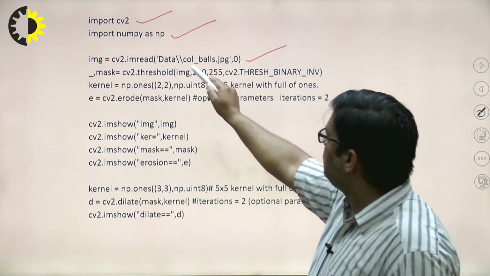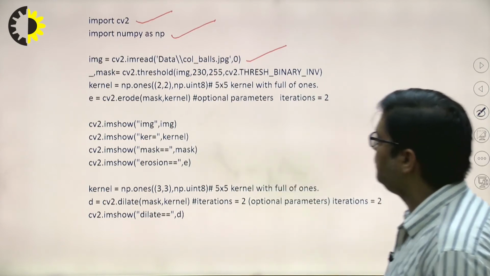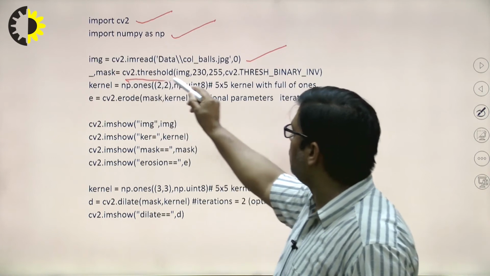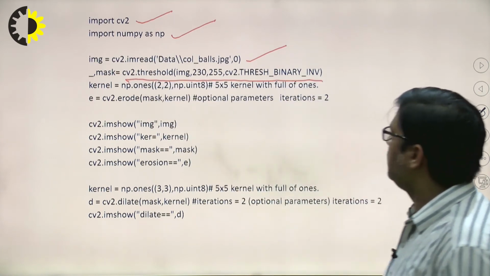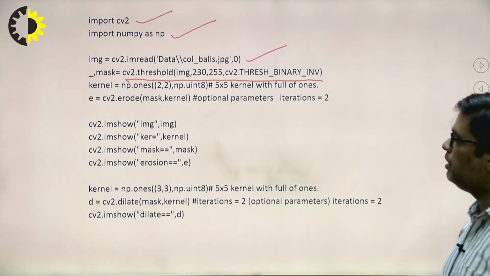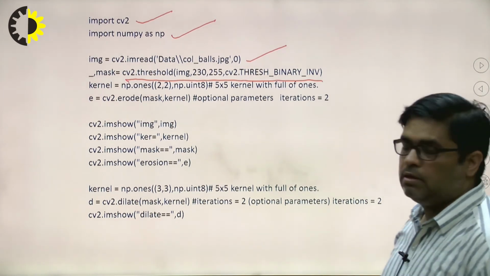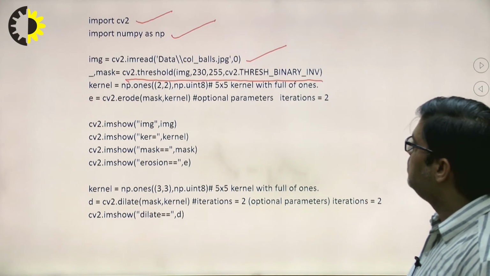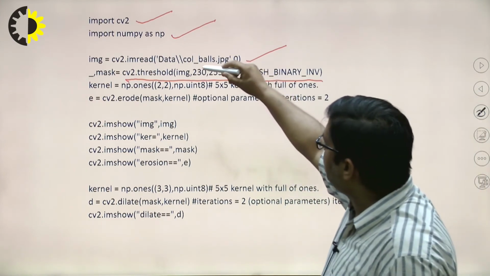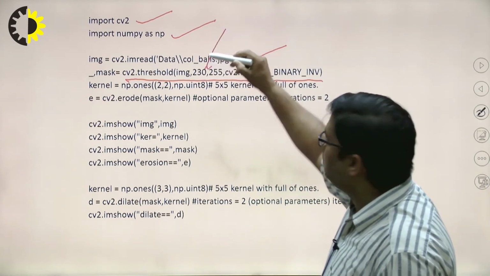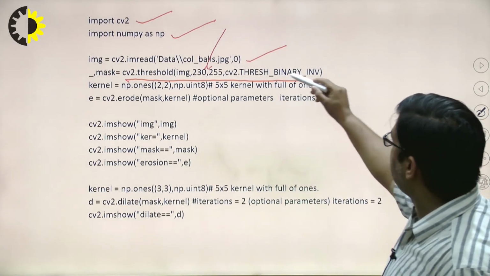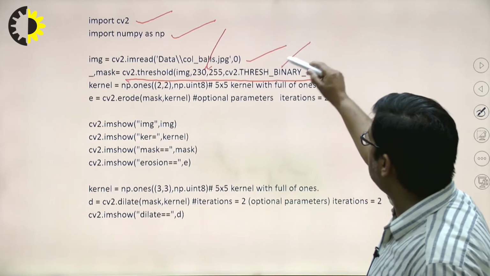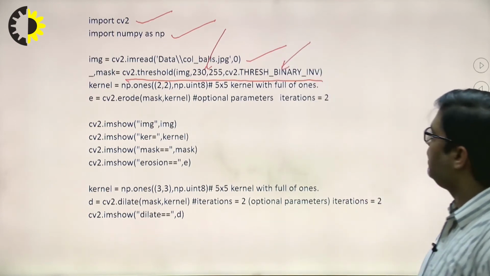The name of the image is balls.jpg, and I'll apply the threshold operation on the image, converting it into another image so that the morphological operation can be applied. This thresholding operation will be decided by this value. Here we can see that the operation used in thresholding is threshold binary inverse.